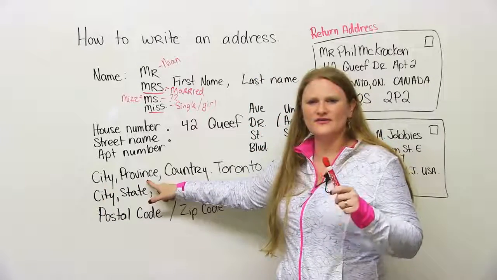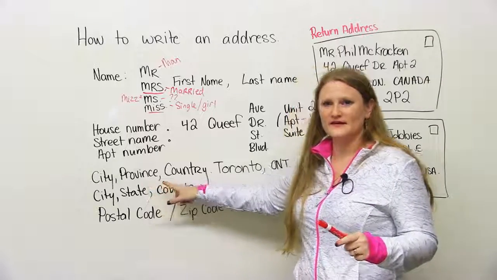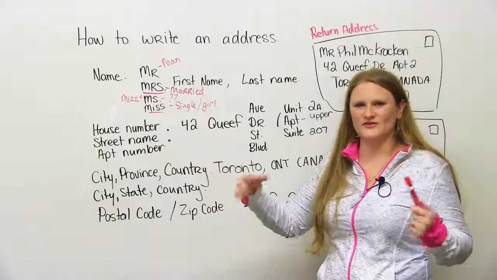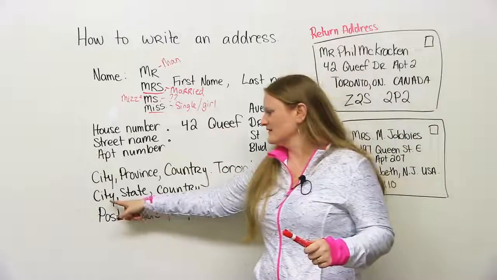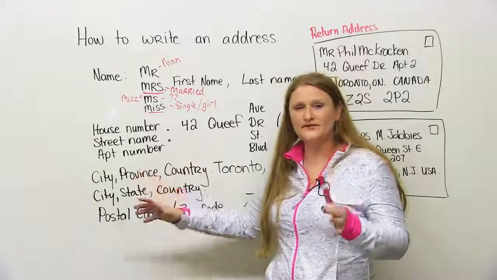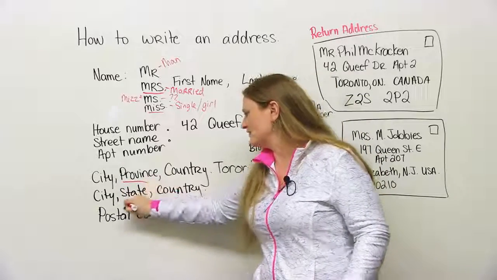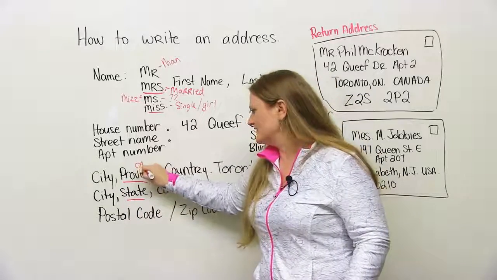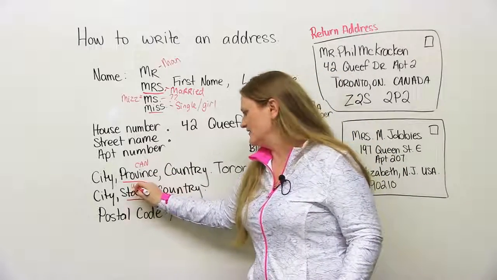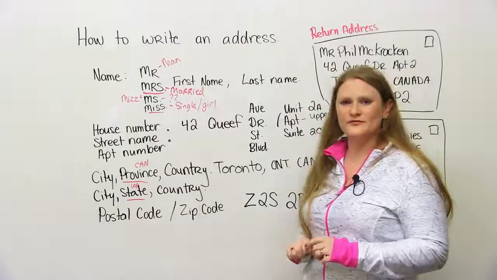We do not have states in Canada. We have a province. And then you're going to put the country. In the United States of America, we're going to put the city and the state. Basically, the city and the state, the province and the state are the same thing, except in Canada, we use the word province or territory, and in the United States of America, they use a state. Then after, you're going to put the country.